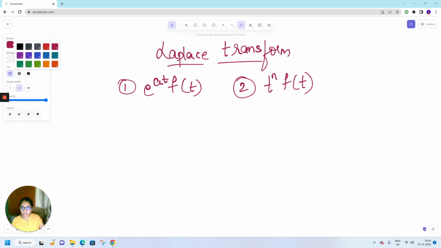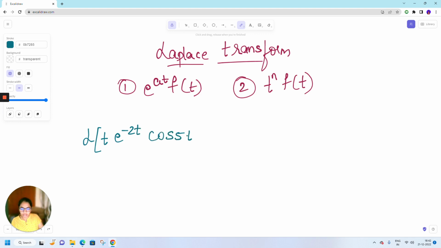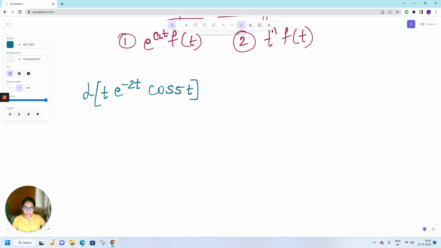Laplace transform of, say, t e power minus 2t cos 5t. Now, whatever you have, the first step is what? Identify f of t, and find the Laplace of f of t. Here, what do we have as f of t? We have cos 5t, right?